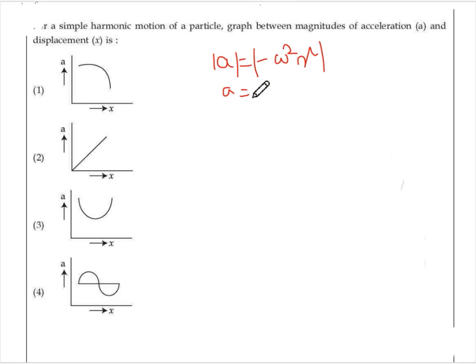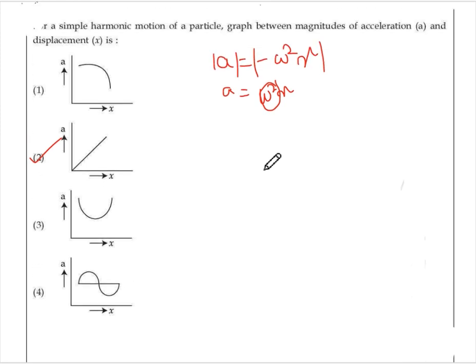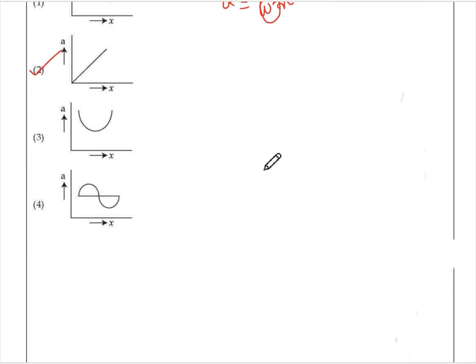So if we take its magnitude, it will become omega square x, where omega square is constant. So this indicates that a is directly proportional to x, which indicates only option B. So option B shows the relation between acceleration and displacement in simple harmonic motion. Okay, so we'll move to the next question.